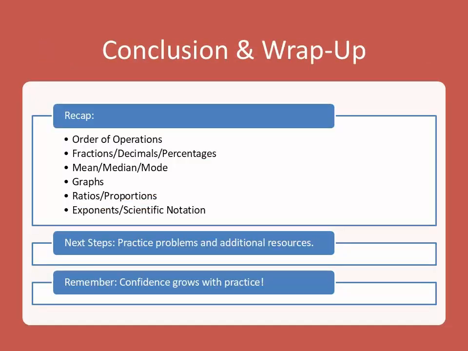To recap, today we reviewed 6 key math skills you'll use in biostatistics: order of operations, fractions, decimals, and percentages, mean, median, mode, reading graphs, ratios and proportions, exponents, and scientific notation.